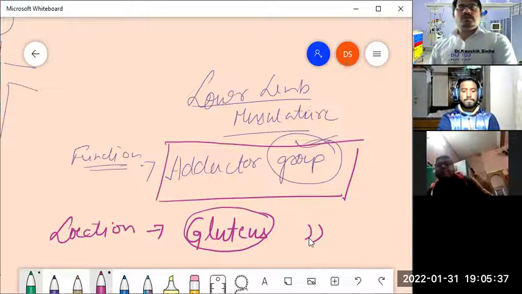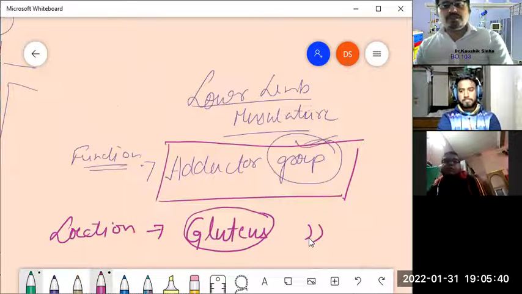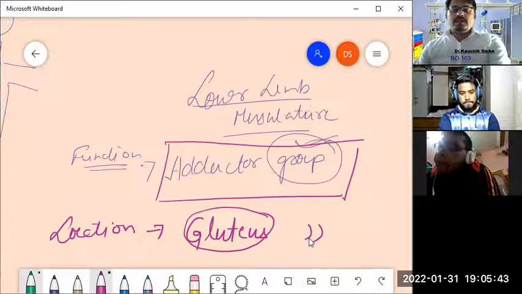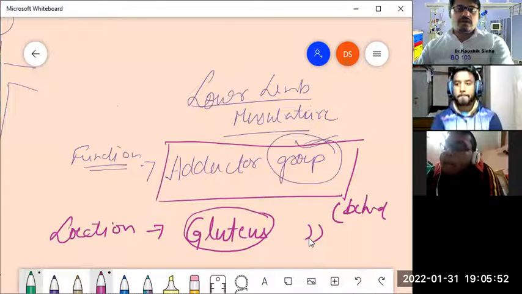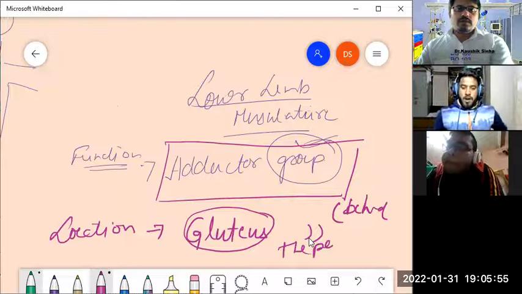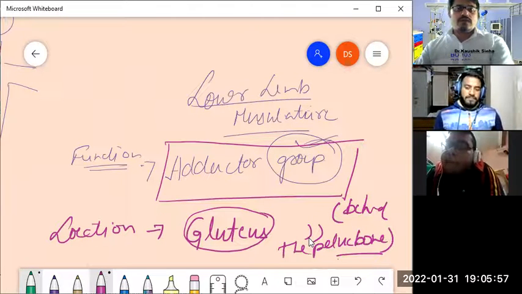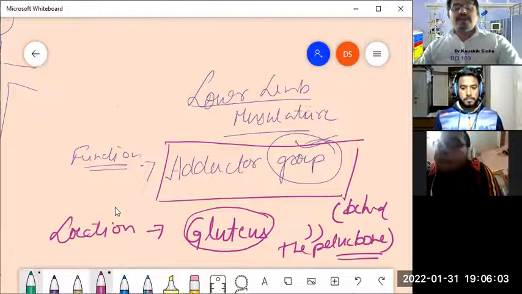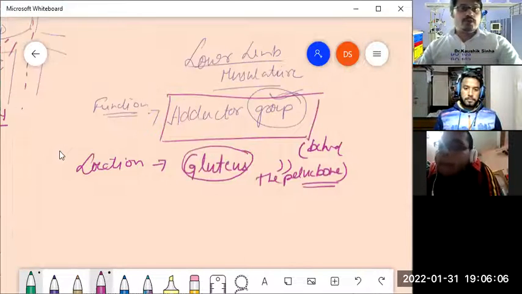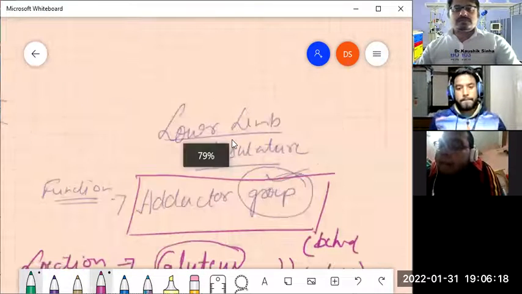So one name was by the function, that is the function of adduction. Another name that I'm giving here as an example is by the location. The location is the glutes area. Glutes means the area behind the pelvic bone. Understood? Then there is obviously the hamstring group, which refers to the back of the thigh. So this is how different muscles in the lower limb are present.